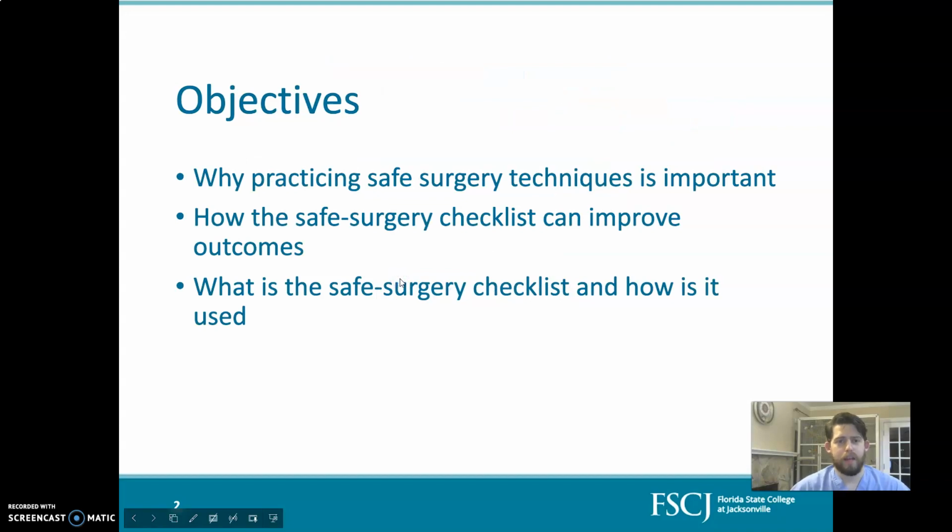The purpose of my capstone project and presentation is to help bring awareness to how we as healthcare workers can help reduce the risks involved in the intraoperative setting. These objectives include why improving surgical safety is needed, how the implementation of the WHO's Safe Surgery Checklist can improve patient outcomes, and what the Safe Surgical Checklist is and how it's used.